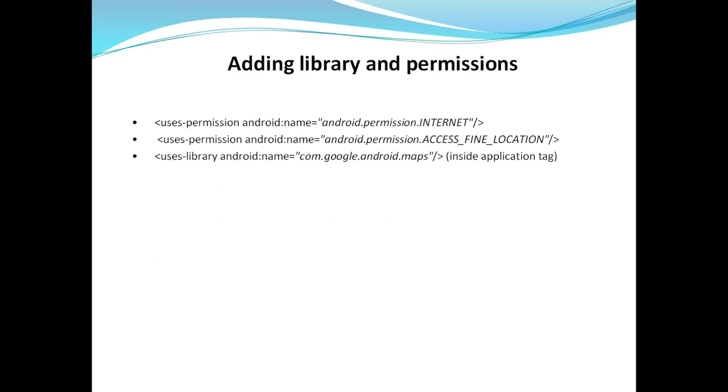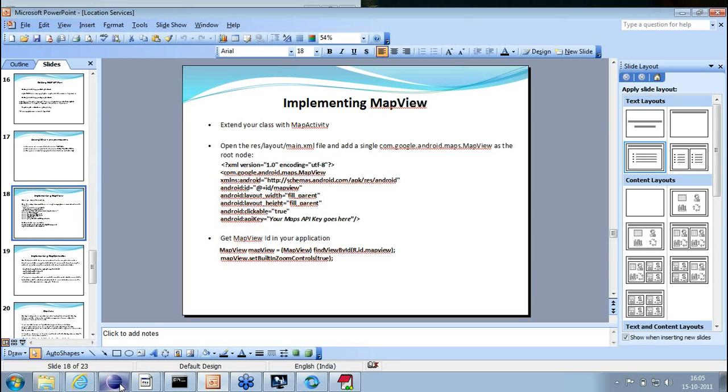The next step is adding library and permissions. We just need to use these two permissions, internet permission and access file location, which we have already done with location. After this, we also need to use the library com.google.android.maps inside the application tag. Let me show you in the code.